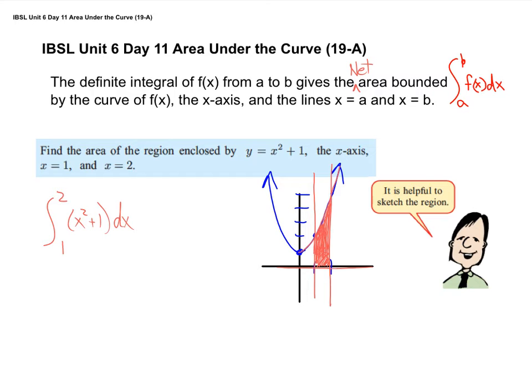So here we have our integral. You guys know how to do this. x cubed over 3 plus x. We use our fundamental theorem of calculus. We're evaluating this from 1 to 2.